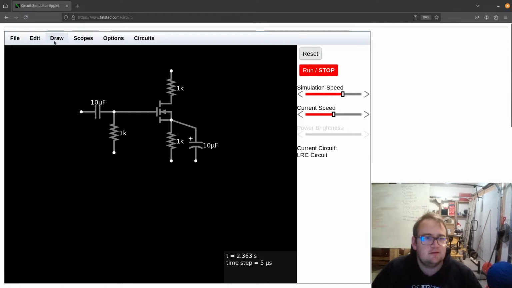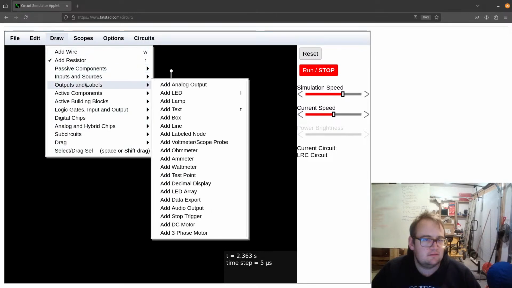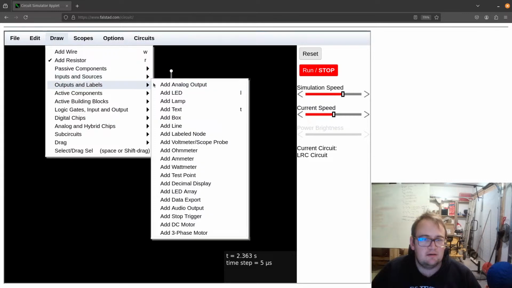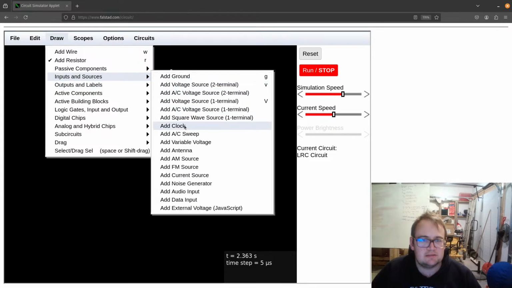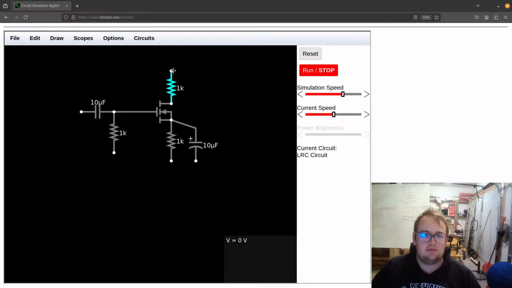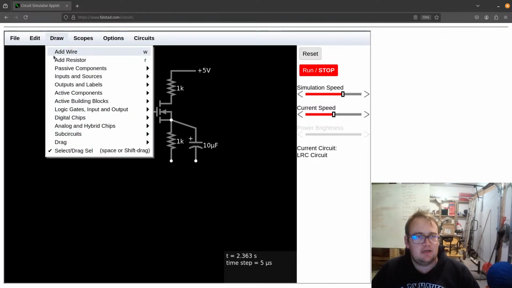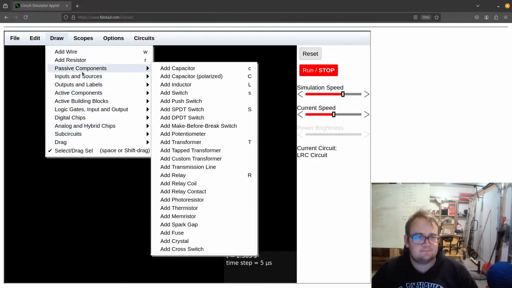Yeah, so we'll draw now just a voltage source. So here we go, inputs and sources. We want a one terminal voltage source. We'll just put that in there. Then we have to draw in all the grounds here.